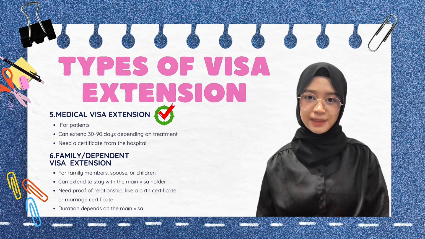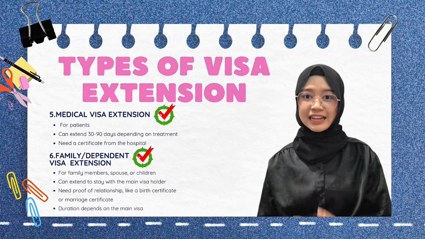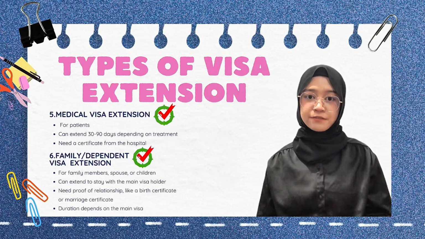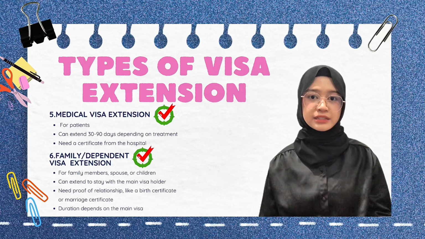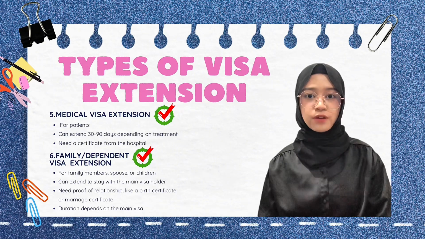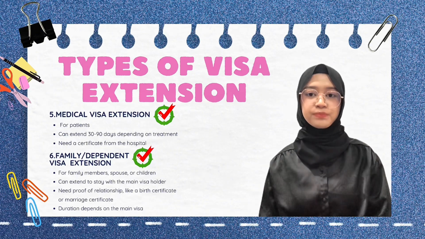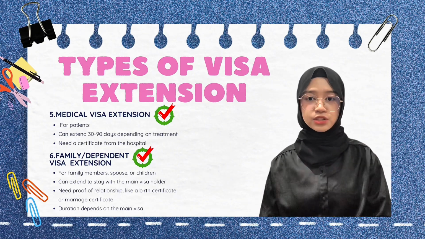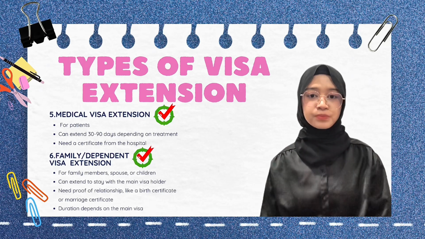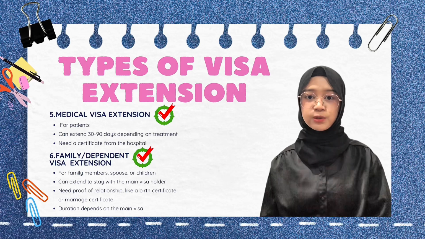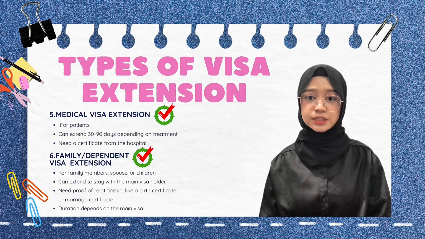And the last one, family or dependent visa extension, for family members, spouse, or children. If you are staying with a main visa holder, like a spouse or parent, you can extend your visa to continue living with them. You will need proof of relationship such as birth certificates or marriage certificates. The duration of the extension will usually match the main visa holder's permission to stay.